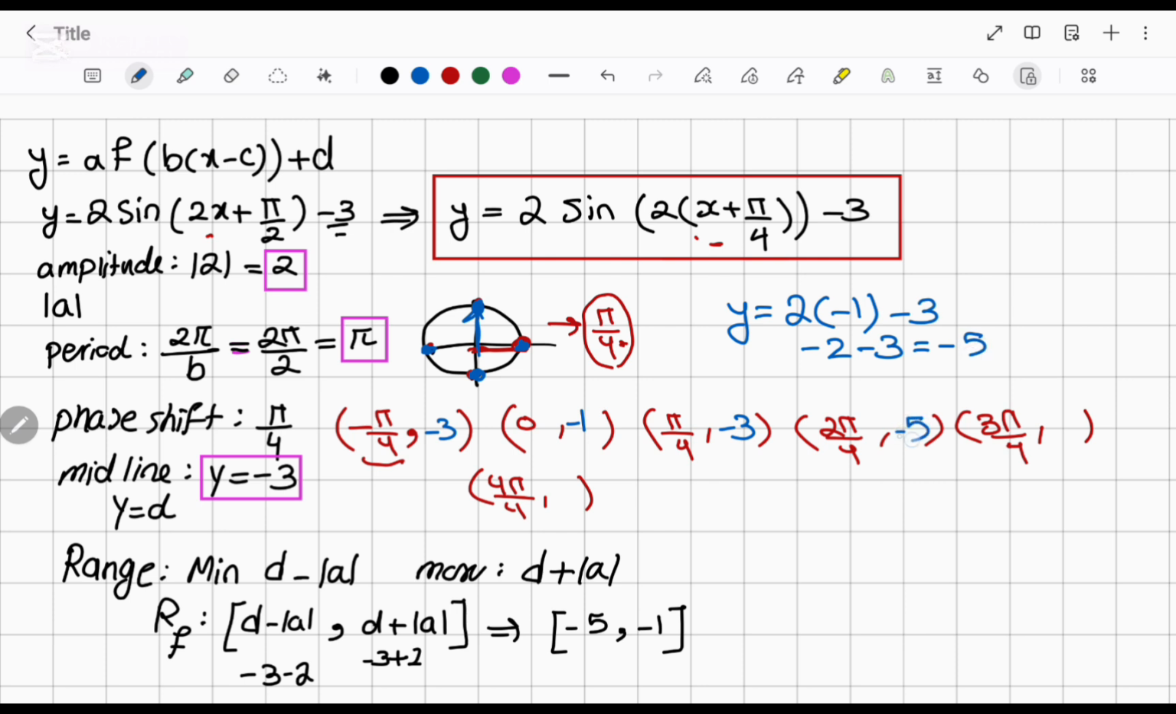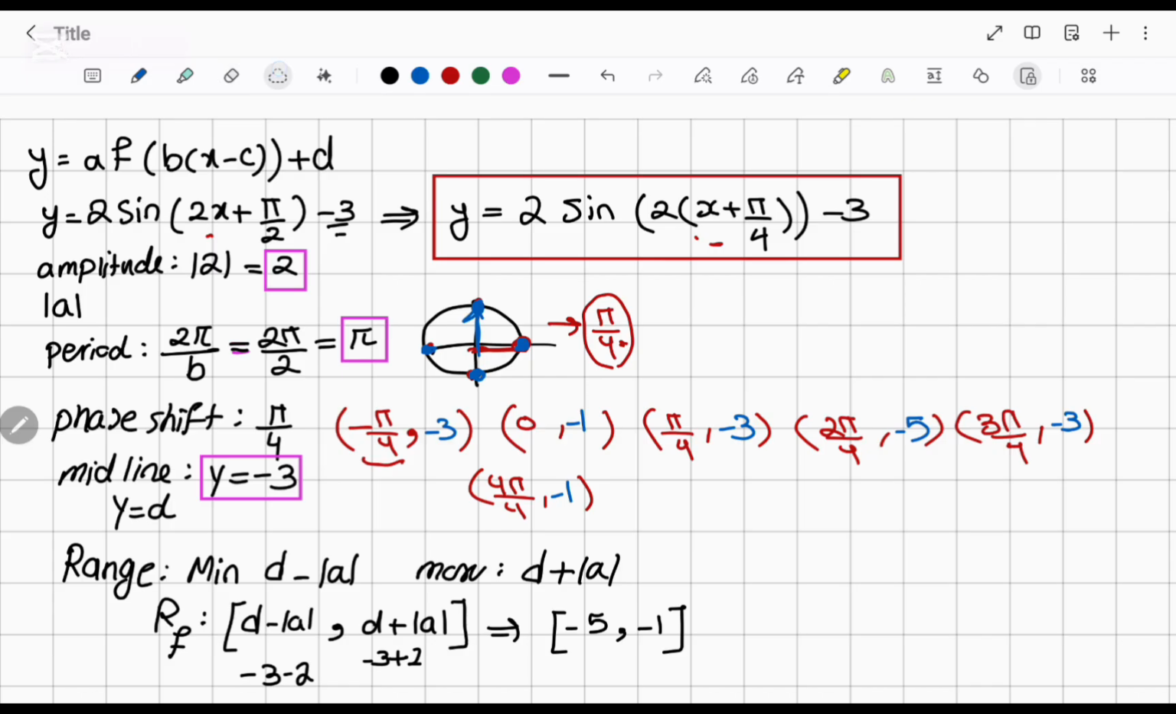So the next point is going to be negative 5. And the one after this point is going to be 2 pi again. And the sine of 2 pi is going to be 0. So it's going to be 2 times 0 minus 3, which is negative 3. And then after that, it's going to be this one on the top. So y is equal to 2 minus 3, which is negative 1, which is our maximum. So you can do this whole thing mentally.